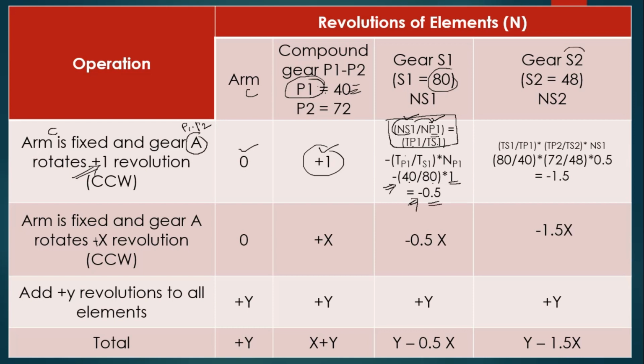Next S2. S2 is normally meshed with P2. So we need to form an equation. Here the speed of NS1 divided by NP1, because S1 is meshed with P1. Then the speed of NP2 divided by NS2, which is equal to, what is the formula?